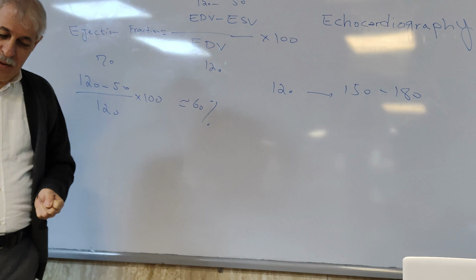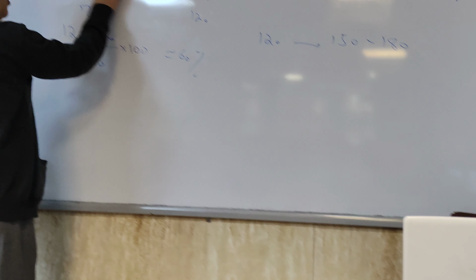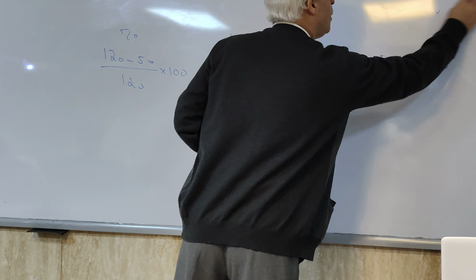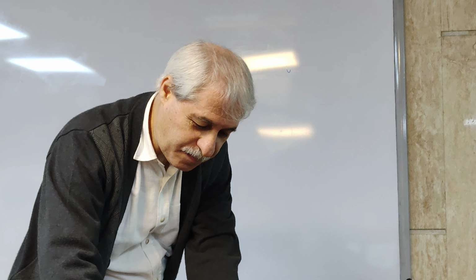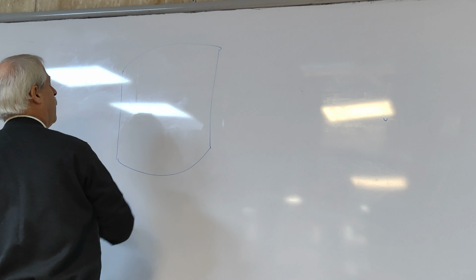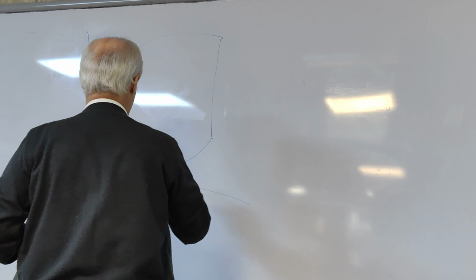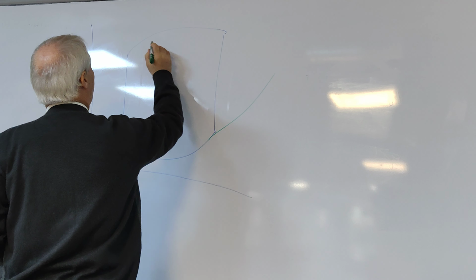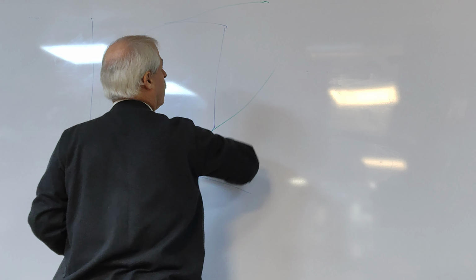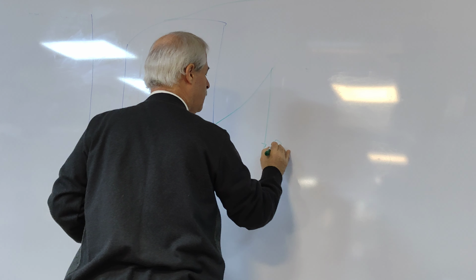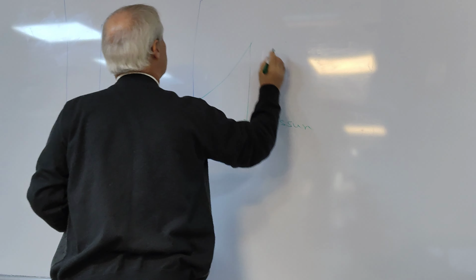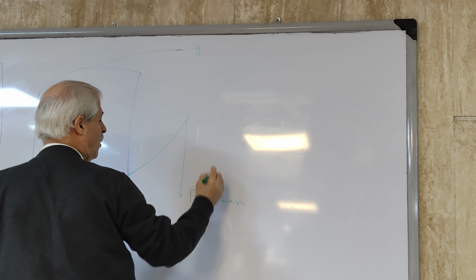We will reach it. Now, we want to discuss the pressure volume curve. This is the pressure. This is the systolic pressure, this is the diastolic.